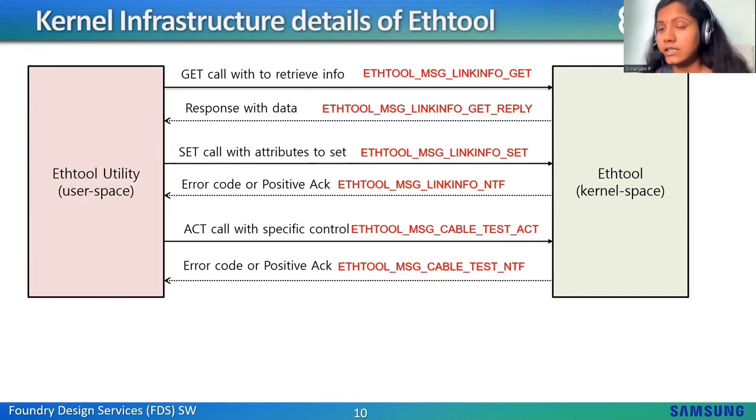As you see in this slide, for example, if a get request is sent from user space to kernel space, like if the user wants to get the link info, the message will be sent like ETHTOOL_MSG_LINKINFO_GET, and the response will be ETHTOOL_MSG_LINKINFO_GET_REPLY. If the user wants to set any property in link info, the message will be ETHTOOL_MSG_LINKINFO_SET. This will be passed from user space to kernel space, and the kernel replies with the appropriate notification reply message. And if the user wants to perform any action, like in this case a cable test, the message ETHTOOL_MSG_CABLE_TEST_ACT is passed from user space to kernel space, and the kernel replies with the appropriate notification message.